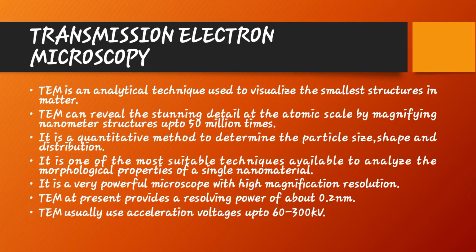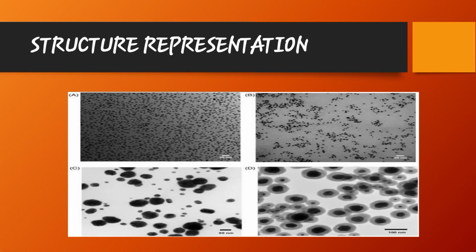Transmission electron microscopy at present provides a resolving power of about 0.2 nanometer. Transmission electron microscopy usually uses acceleration voltages of 60 to 300 kilowatt. Here is showing the picture of transmission electron microscopy. So the first picture size is 20 nanometer, and second one is also 20 nanometer, and in the third picture the size of particles is 50 nanometer, and in the last one the size of particles is 100 nanometer.